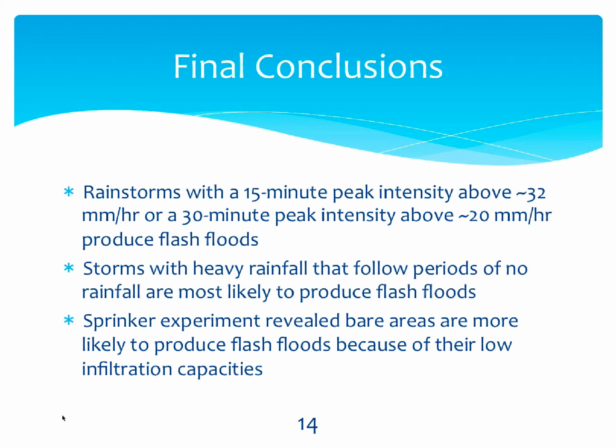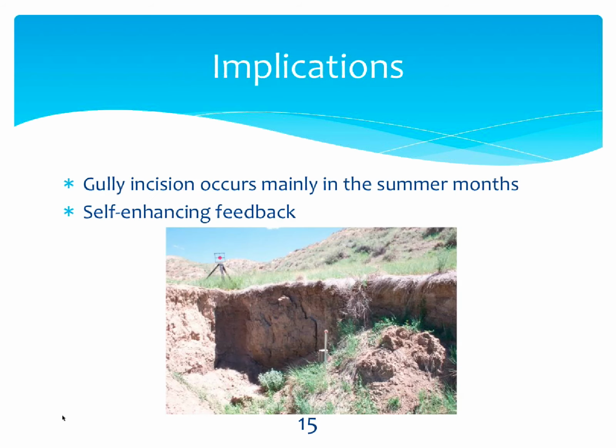And we can take these conclusions and apply them to a few implications of gully erosion. The first is that the incision occurs mainly during summer months. So we're talking monsoonal season, monsoonal climates where you have lots of bursts of intense rainfall that erodes these gullies. And this is an example of a head cut of a gully.